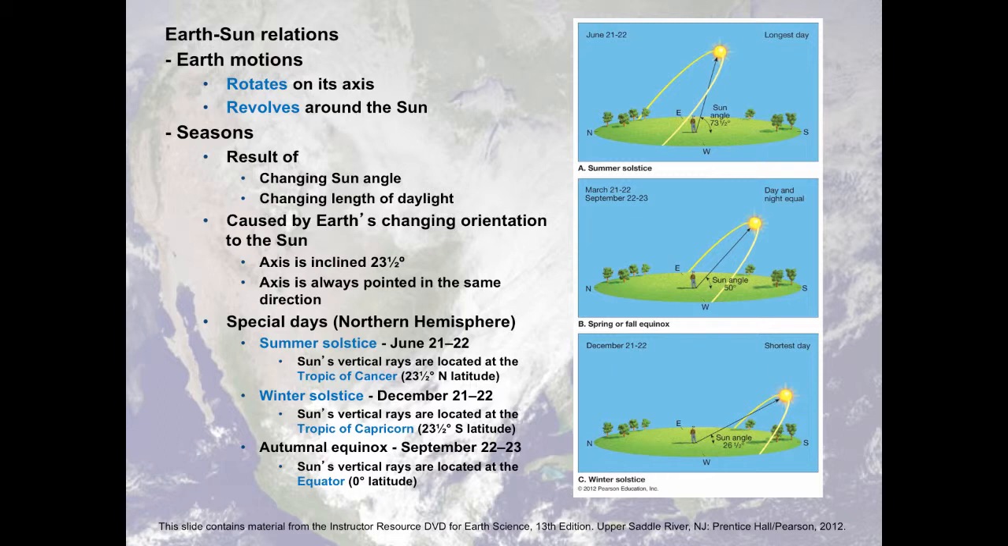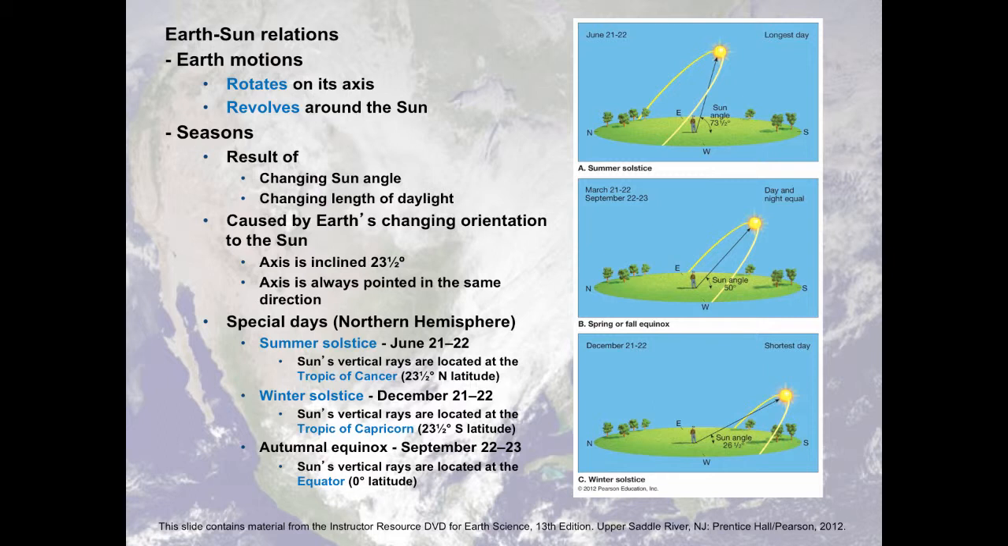Now, we know the Earth rotates on its axis and it revolves around the sun. We know that seasons are a result of changing sun angle and the changing length of daylight, which is caused by the Earth's changing orientation to the sun. So the Earth's axis is inclined by about 23.5 degrees. Remember looking at the Milankovitch orbital variations, where you saw precession, obliquity, and eccentricity change over long periods of geologic time. The obliquity and the precession both relate to the angle that the Earth is inclined relative to the sun. And the axis is always pointed in the same direction over annual to decadal timescales.